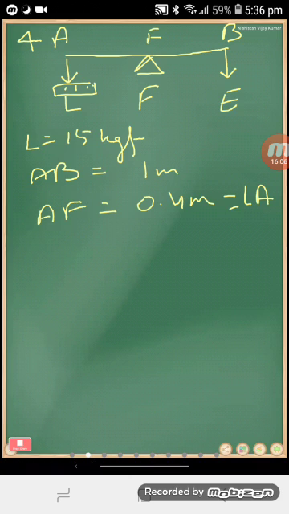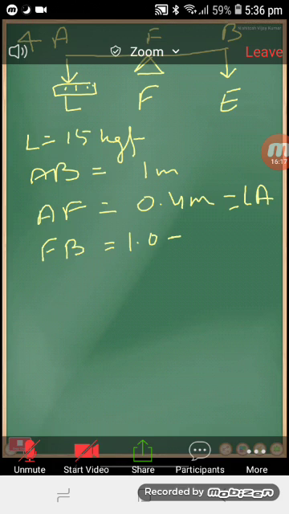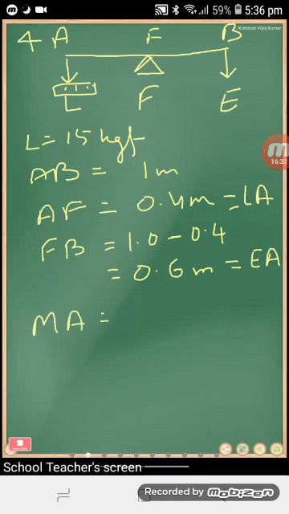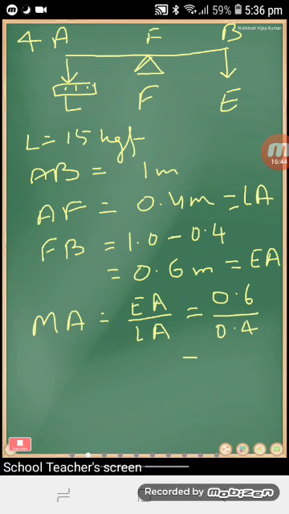So mechanical advantage we have to find out. So we have to find out the FB. 1.0 minus 0.4 equal to 0.6 meter, and this will basically represent your effort arm. So mechanical advantage is EA upon LA, EA is 0.6, LA is 0.4, and it comes out to be 1.5. Keep in mind, for mechanical advantage you are not going to write down any unit because it doesn't have any unit.